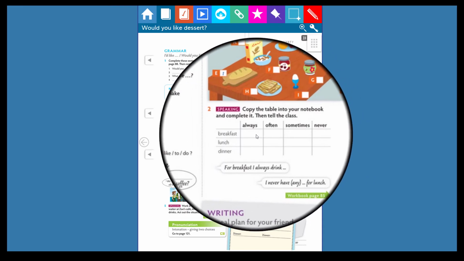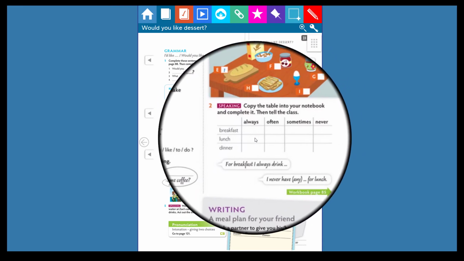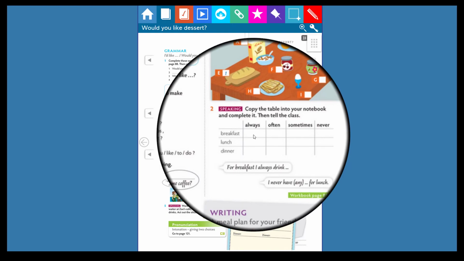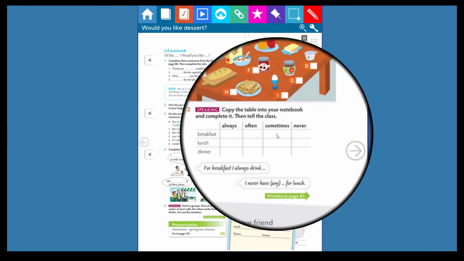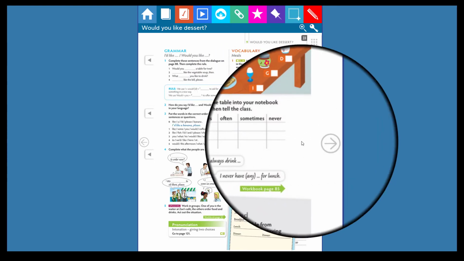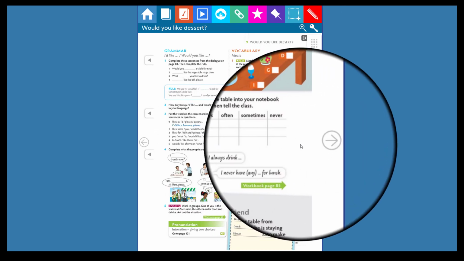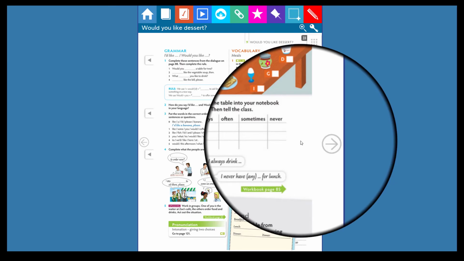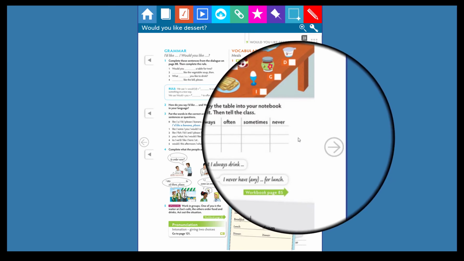Entonces la idea es que ustedes coloquen en los casilleros solamente el alimento. Por ejemplo, pan con queso o cereal. Solo colocan el alimento en el casillero y lo van completando con los alimentos que ustedes siempre, a menudo, a veces o nunca comen. Esta actividad la vamos a realizar en la clase del viernes en vivo, ¿ok? Así que espero muchos voluntarios para que me digan qué es lo que siempre, a menudo o a veces o nunca comen en sus comidas. ¿Ok? Very good.